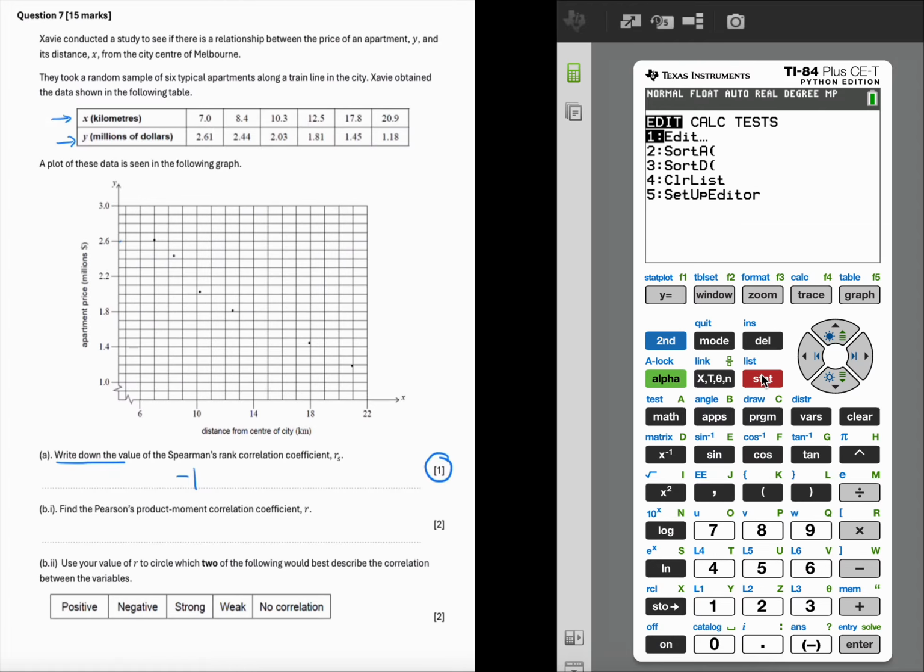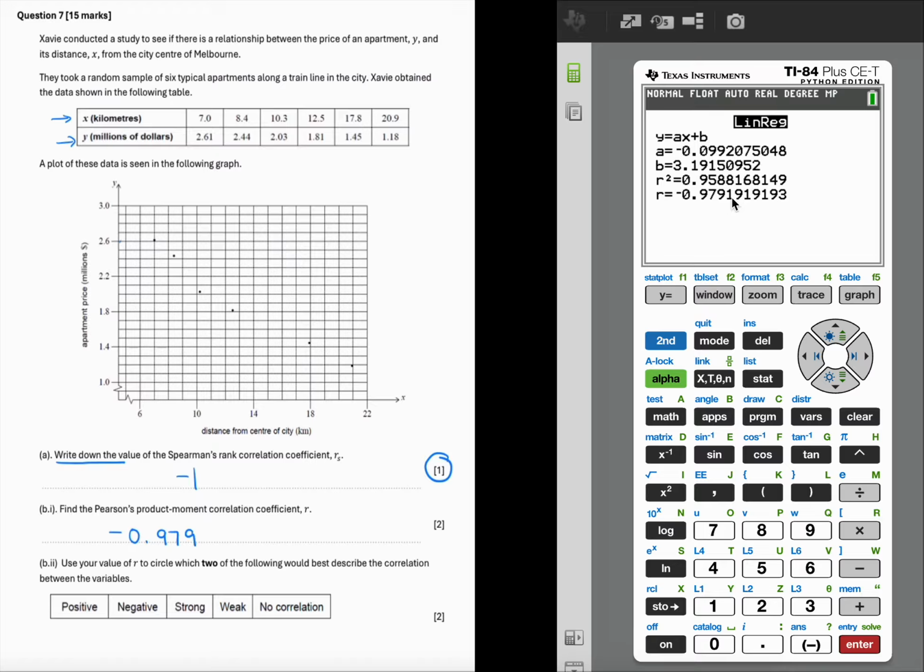Now we can go to statistics, calculations, and linear regression. Just make sure that if you've used your calculator for anything else, the frequency is left blank, and then we can calculate it. You can see here that the R value is negative 0.97919 and so on. We always write our answer to 3 significant figures, so -0.979. So that is good, strong correlation, and it's negative correlation.